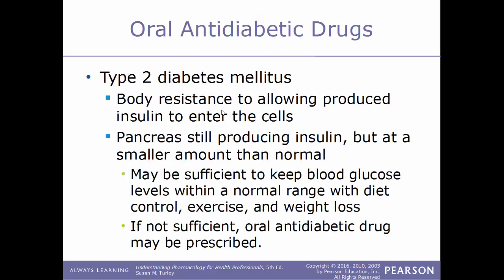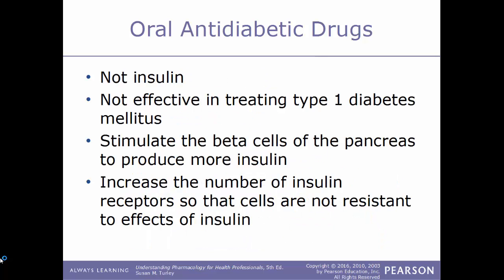Alright, now we'll talk about oral anti-diabetic drugs. When it comes to type 2 diabetes mellitus, the pancreas still makes insulin, but at smaller amounts than normal. Or there could be a situation where the body is resistant to allowing the insulin as produced from entering the cells. Now, it may be sufficient enough to keep the levels of blood glucose within the normal range, with some controls on the patient's diet and exercise and weight loss. Now, if this can't be controlled through those steps, then an oral anti-diabetic drug may be prescribed.